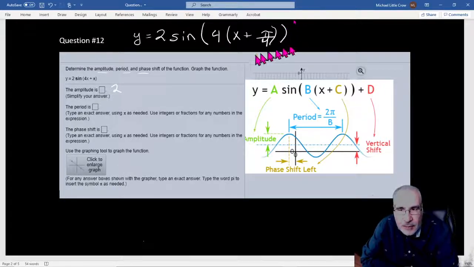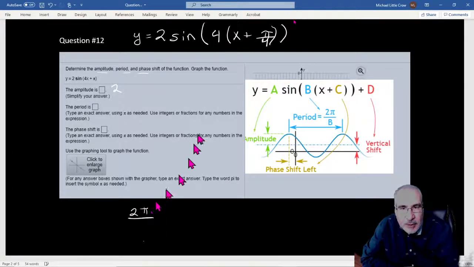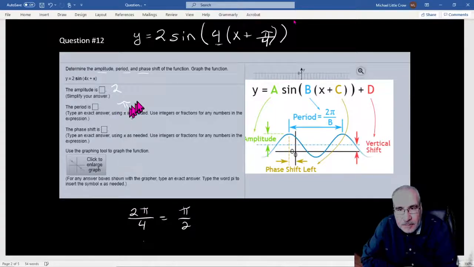Notice we don't do any vertical shifting here, but the period is 2 pi over b. So again, something we have to remember, 2 pi over b, which is the number in front here. That's the b. So pi over 2. That's going to be our period. And then the phase shift itself is right. Phase shift comes from the c. It's positive, so it's actually moving it to the left. It's a pi over 4. That's why we needed to factor that out.